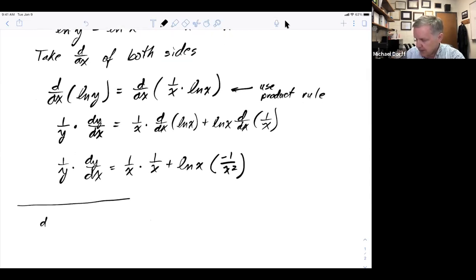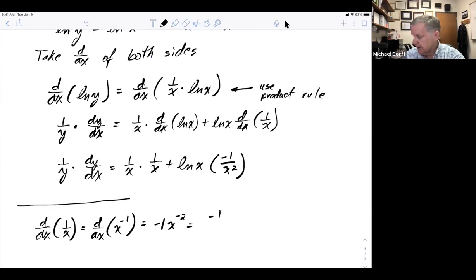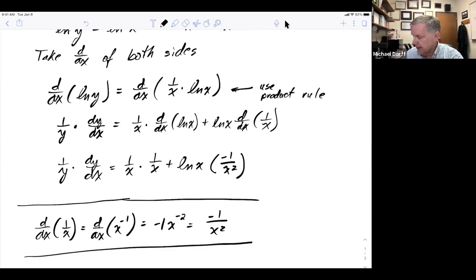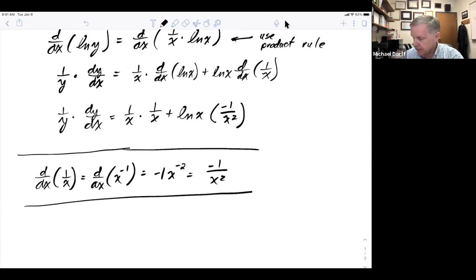Just as a reminder here, d dx of 1 over x. What I'm going to do there is write that as x to the negative 1 power. And then I use the power rule, which says that I bring the negative 1 out front, write down the x, and subtract 1 from the exponent. Now the exponent's already negative 1, so negative 1 minus 1 is a negative 2, which then I could rewrite as negative 1 over x squared. All right, so that's how we got that term there.